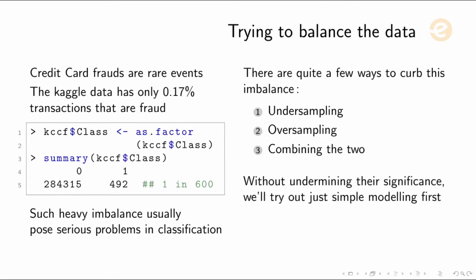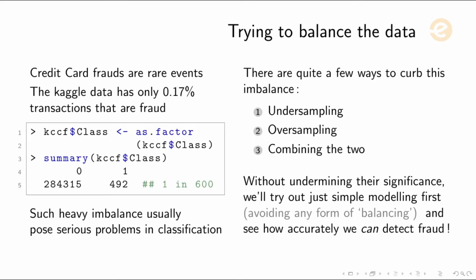So without undermining the significance of these undersampling techniques, we will actually try out the simple modeling first, where we take the whole data without removing any majority class or adding more minority classes. We take the data as it is, without balancing, and try to find out how well we can detect the frauds. If we have a very good classification, then we can say that balancing is actually not necessary in our case. If we get very bad or at least unsatisfactory results, then we can go into one of these techniques and find out which of them suits us the best.